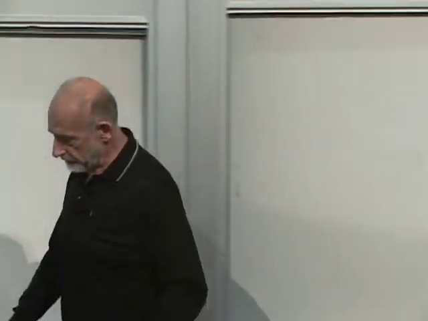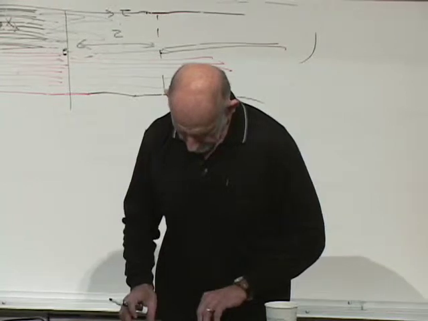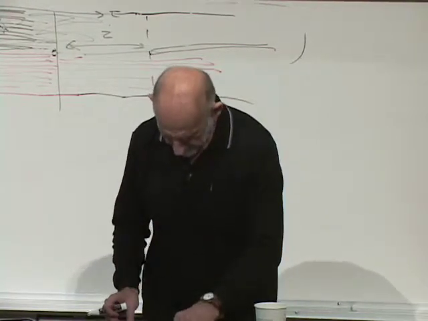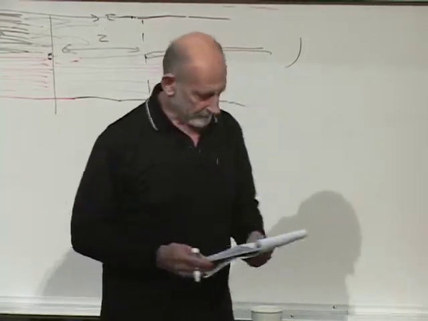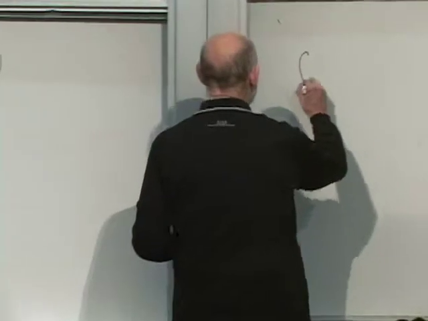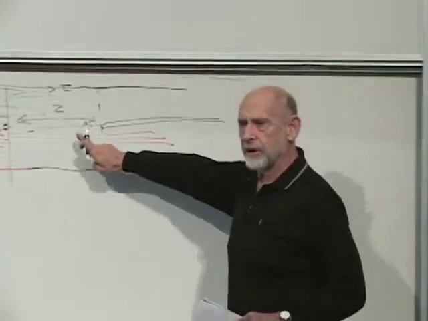I'm going to write down the answer for you. Don't try to remember. This is the answer. It's an integral over tau. Did we say that we integrate over tau? I think I said we integrate.